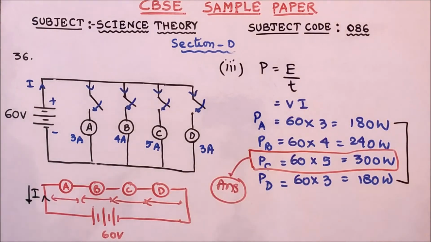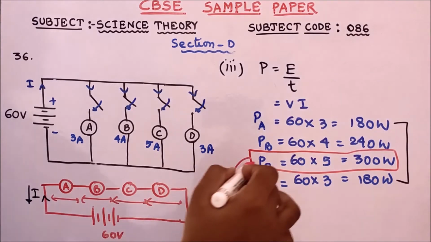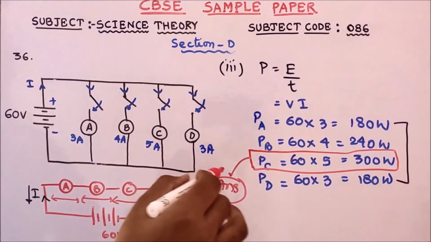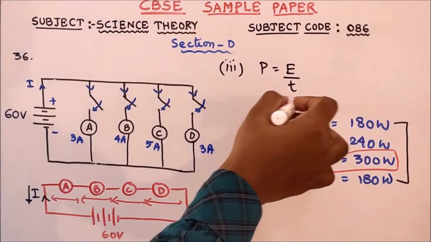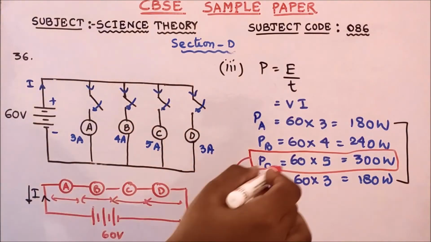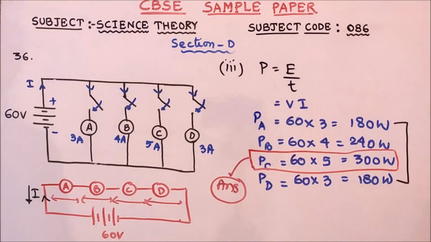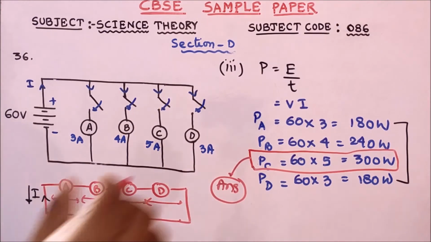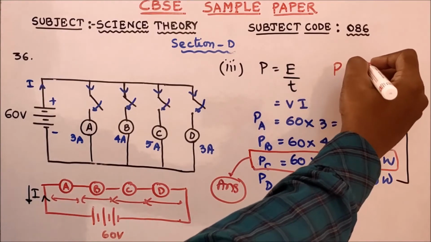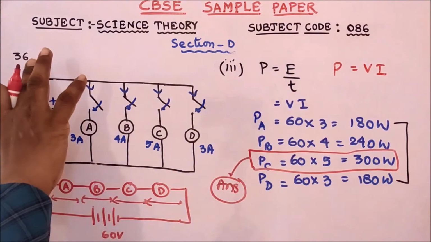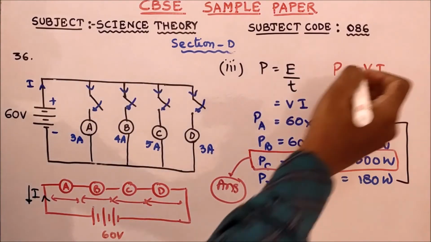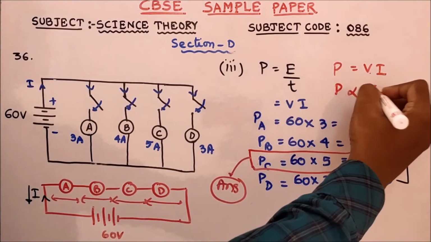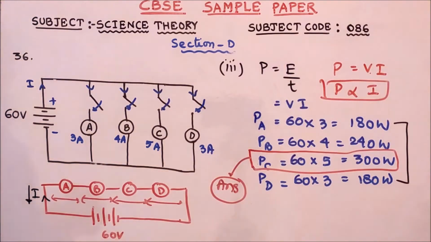Remember, the question asks you to show the proper calculation. So this is the proper calculation. The power PC is equal to 60 volts into the current passing through the bulb, that is 5, so 300 watt. Or, if the same question is asked in MCQs, by just seeing the figure you can say: power is equal to V into I, and since it is connected in parallel, V is constant, so power becomes proportional to I. So the lamp through which more current is flowing will be the brightest.